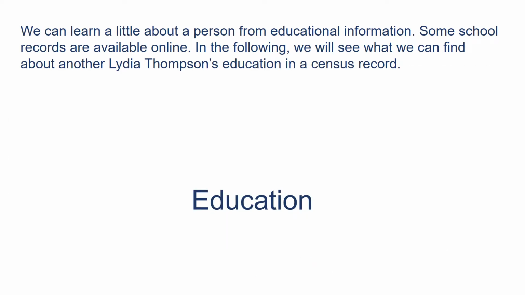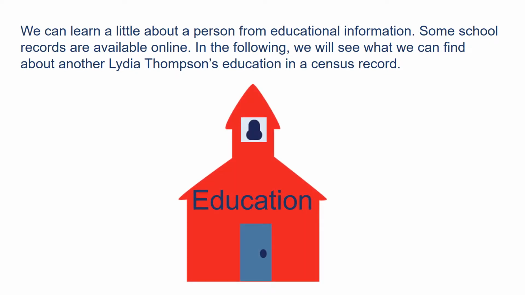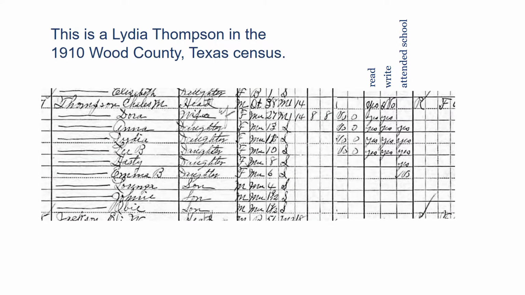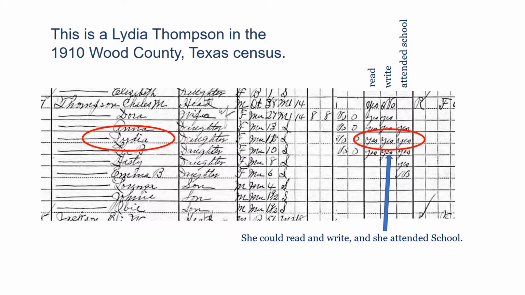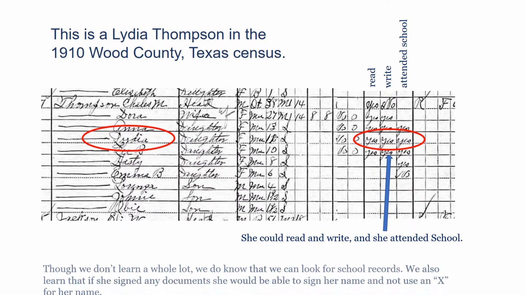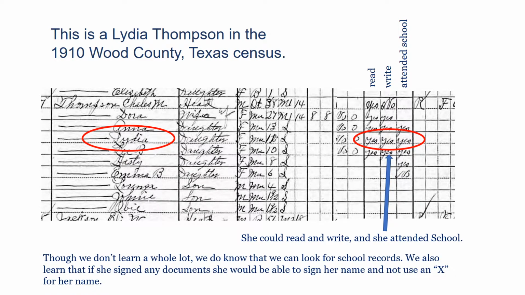We can learn a little about a person from educational information. Some school records are available online. In the following, we will see what we can find out about Lydia Thompson's education in a census record. This is Lydia Thompson in the 1910 Wood County, Texas census. She could read and write, and she attended school. Though we don't learn a whole lot, we do know that we can look for school records. We also learn that if she signed any document, she would be able to sign her name and not use an X for her name.